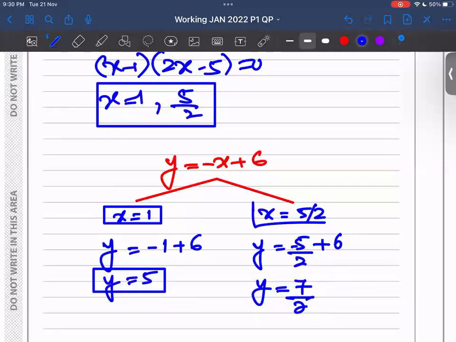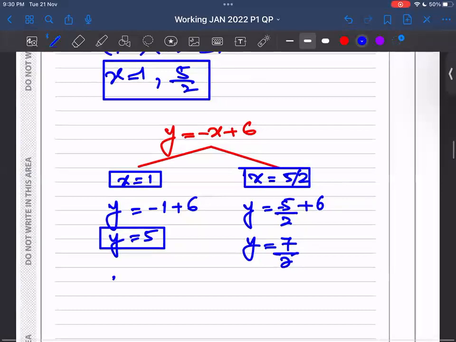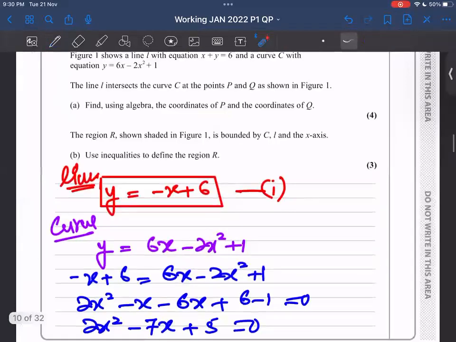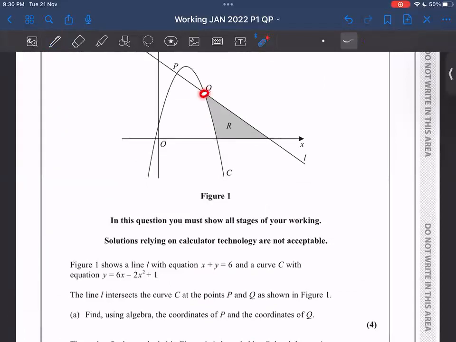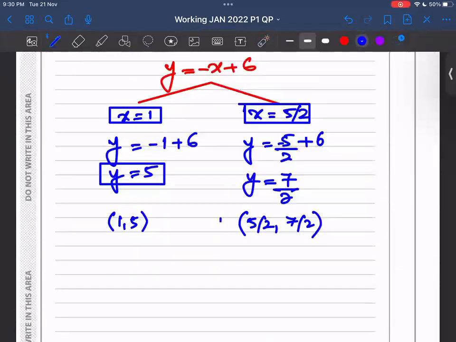Now it's better to decide which one is P, which one is Q. We got 2 points, (1, 5) and (5 by 2, 7 by 2). This one is the higher value of x, this one is the lowest value of x. The x value at Q is greater than the x value at P. That's why I'm mentioning here: this one is Q and this one is P specifically.